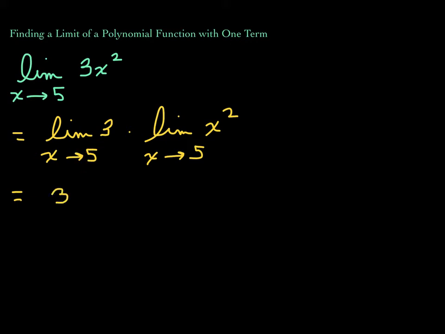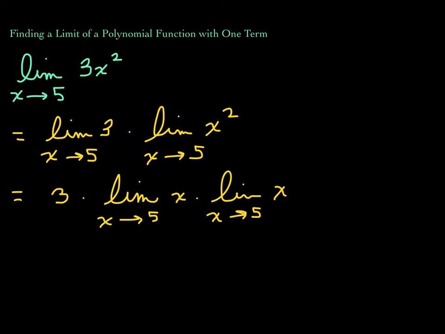So this is 3 times, and then what I can do here is rewrite this as the limit as x approaches 5 of x times the limit as x approaches 5 of x. Because after all, x squared is equal to x times x. This is the product rule.